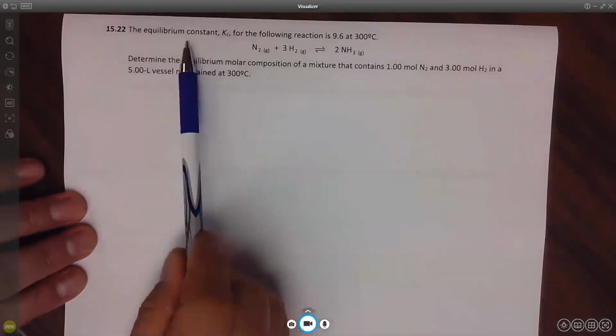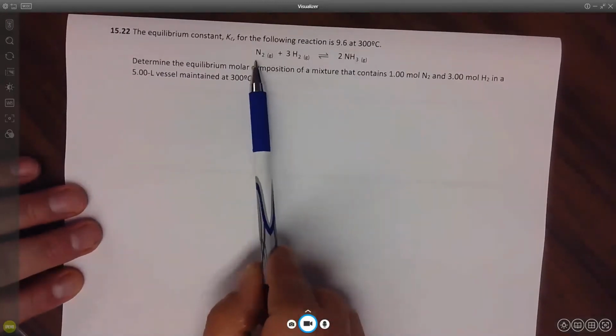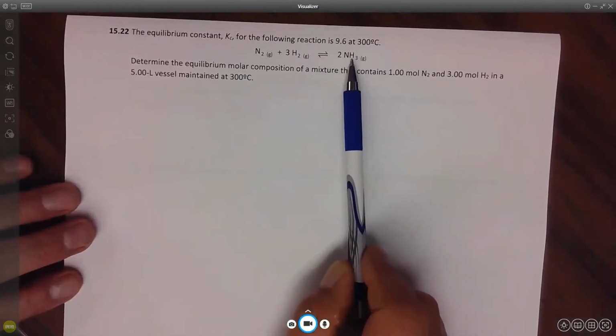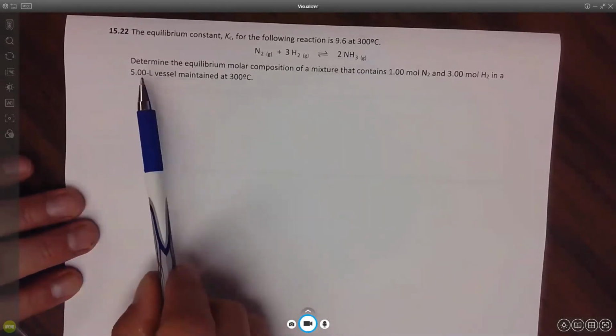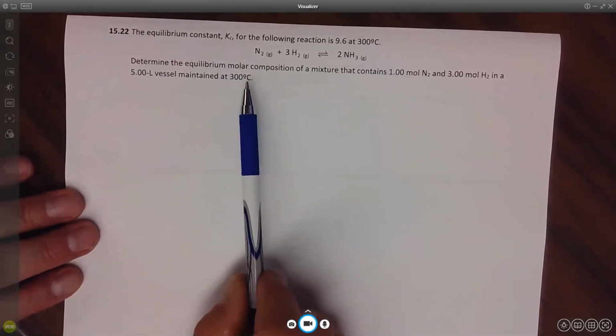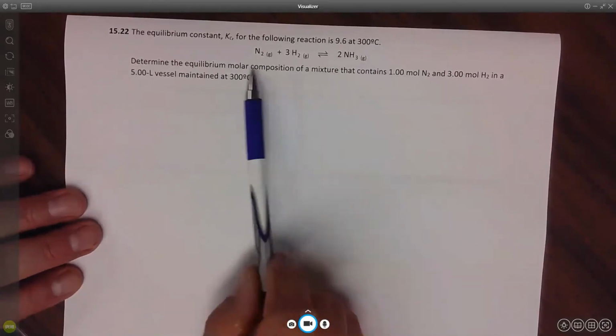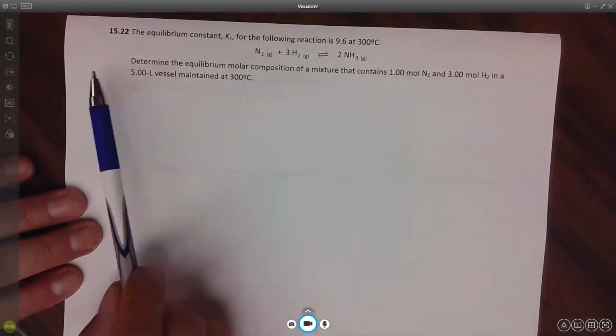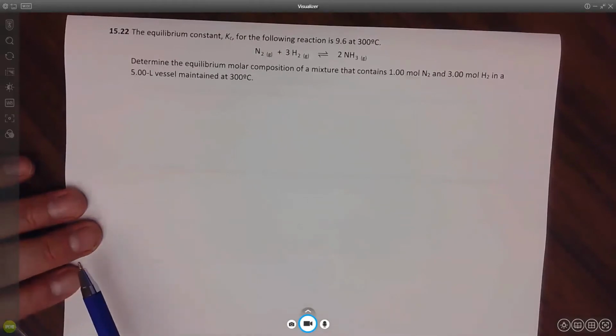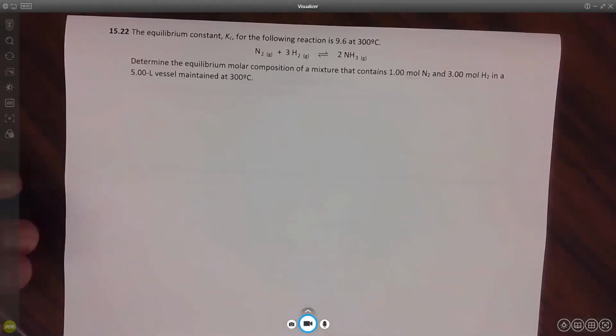So this says the equilibrium constant for the following reaction, so nitrogen reacting with hydrogen to form ammonia, the Haber process, has a K value of 9.6 at 300 degrees Celsius. We want to determine the equilibrium concentrations of the mixture that contains 1 mole of nitrogen and 3 moles of hydrogen in a 5-liter vessel at 300 degrees Celsius. So again, we know that we're going to be using an ice table. Anytime we're asked to calculate equilibrium concentrations, probably we're going to need an ice table. 90% of the time at least, we're going to need an ice table.